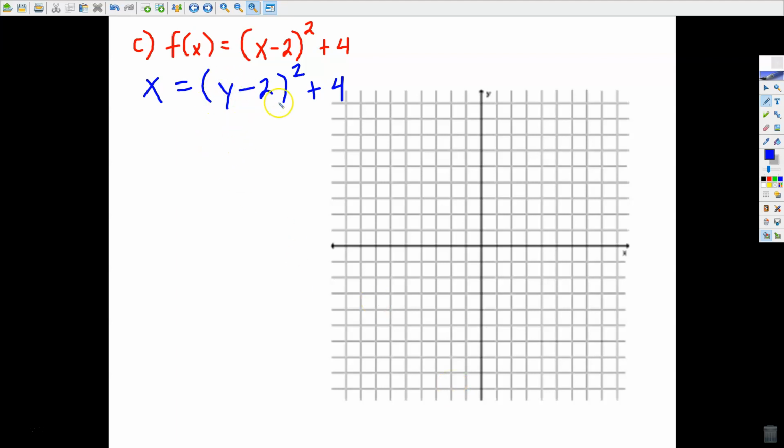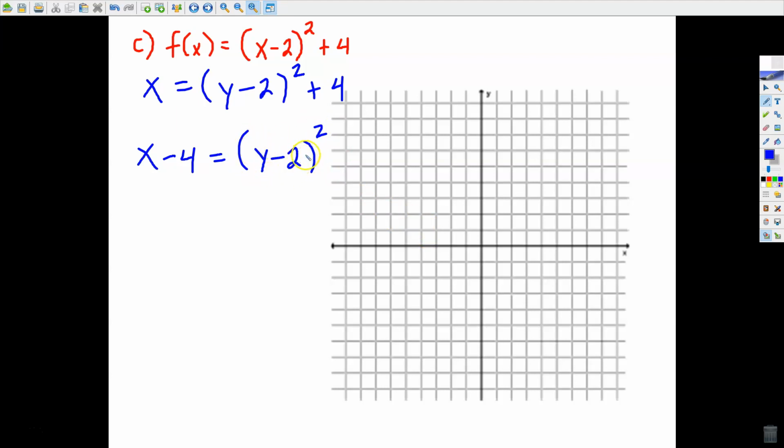So to solve for y, if you think reverse PEMDAS, the first thing I would do is subtract. I'm going PEMDAS in reverse, so I'm going to subtract 4 to undo raising this quantity to the second power.